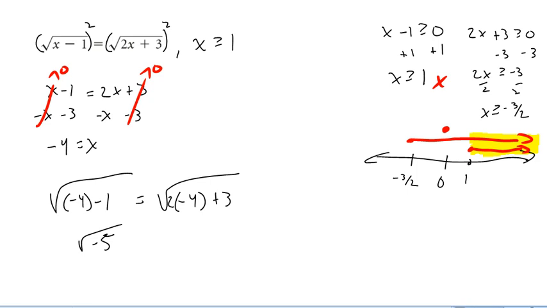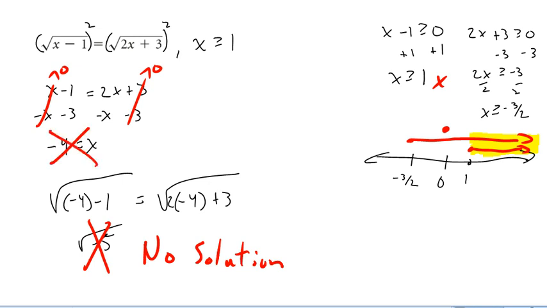And we can stop right there, because as far as this course is concerned, there's no such thing as the square root of negative 5. So that's no good, so we end up with no solution. Putting x equals negative 4 into this equation will not make it true.